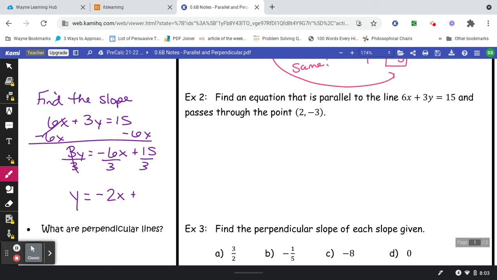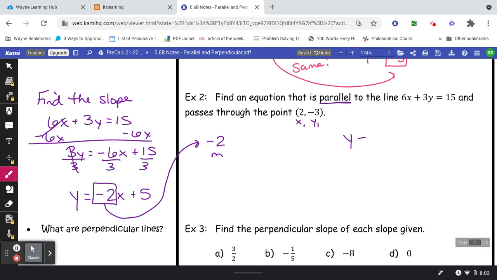Negative 2x plus 5. And I'm going to take this slope right here. And because it's parallel, I want to use the exact same slope in my problem up here. So that's going to be my m. And then this is going to be my x1 and my y1. So we found the slope of one line, and we're going to use that to do our next equation.